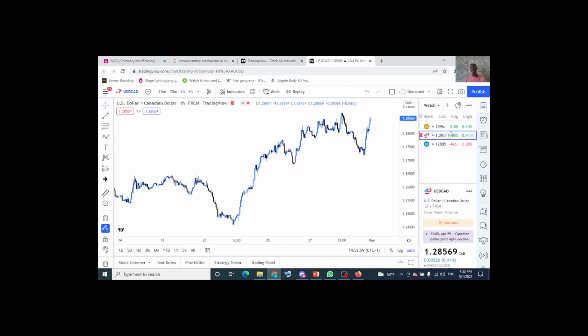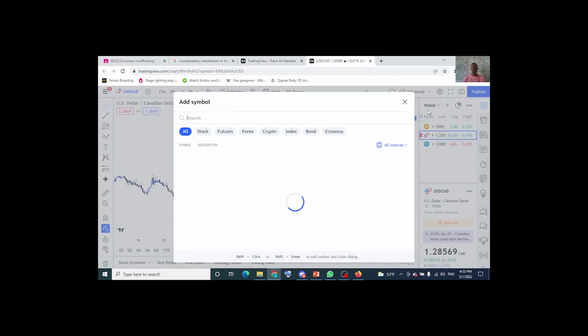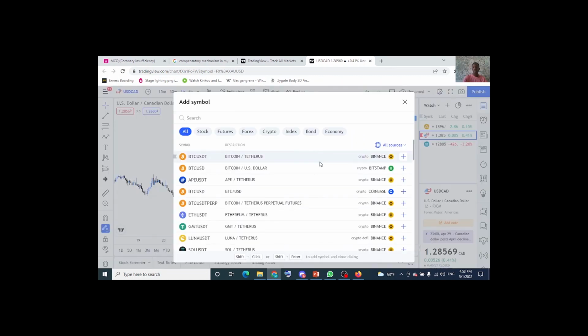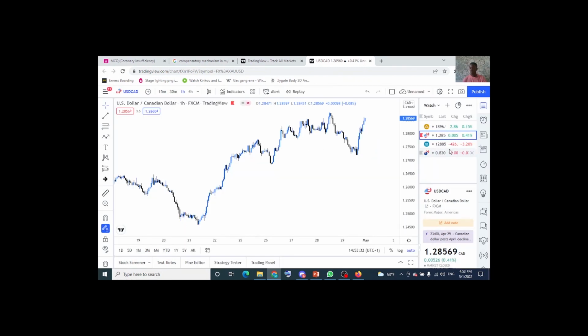The next thing here is a watch list for keeping track of whatever instrument you're watching or trading. I like to keep it maximum 2 to 3, that's all. This allows you to organize the instruments you want to trade. I feel like less is more always. If you want to add an instrument to your watch list, just search the instrument, maybe NZD CAD, and then you add to your watch list. That's all.